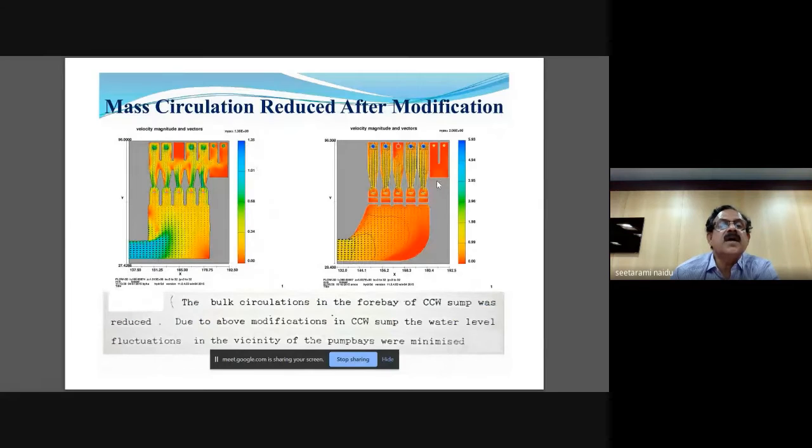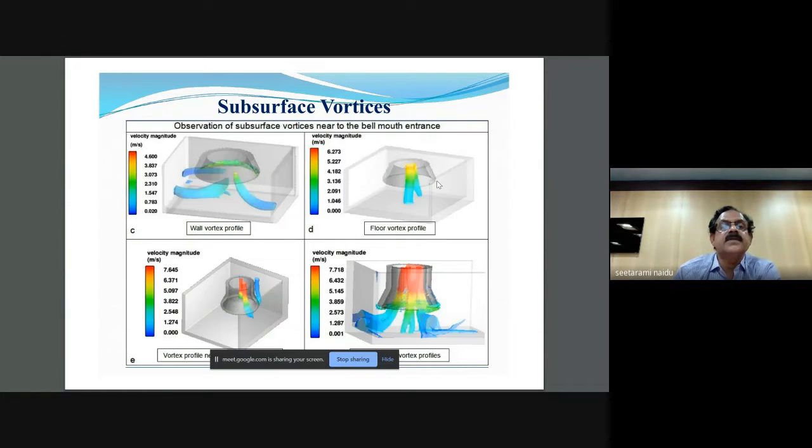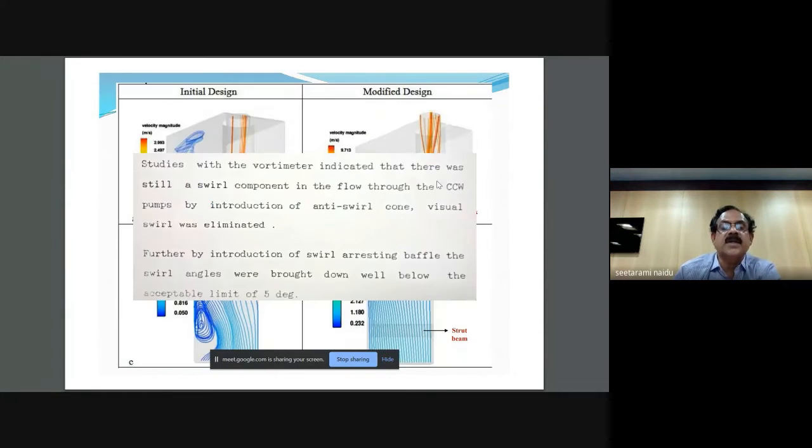See this. This modification was done, curvature is provided. This was a sharp curve. So in any hydraulic structure, we have to see to it that the changes should be gradual and should not be sharp, as we can see from here. This is how the vortices propagate.